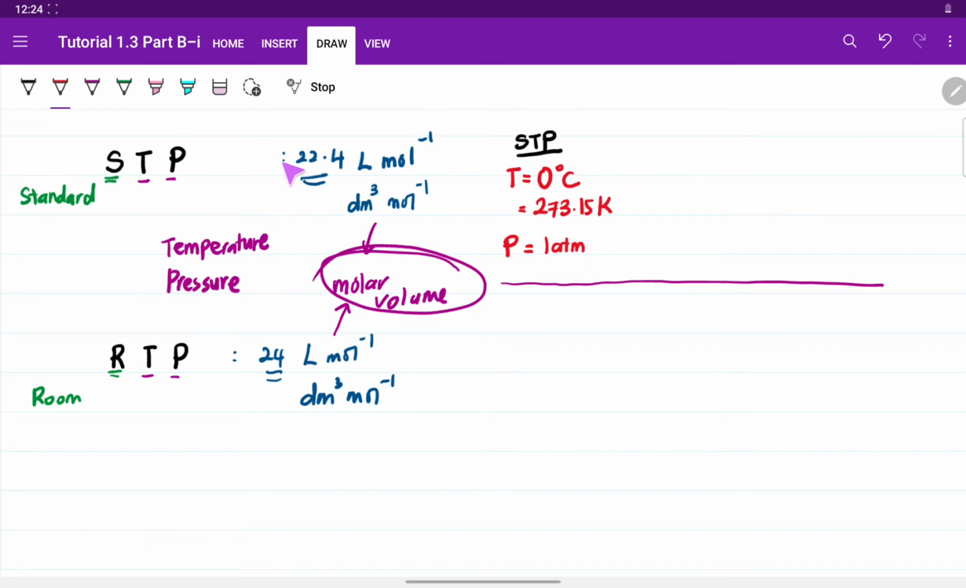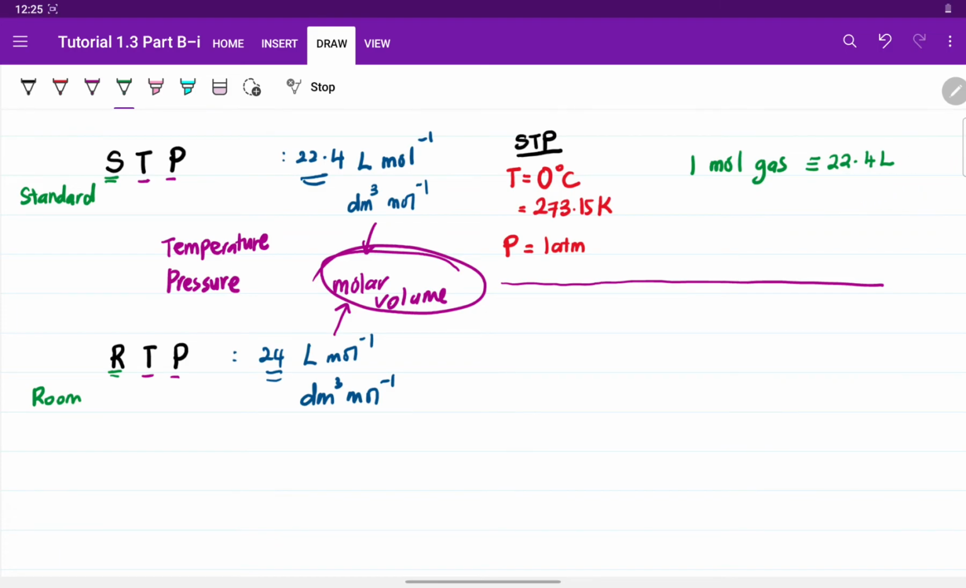Jadi macam mana kita nak relatekan dengan 22.4 ni? Macam mana awak nak gunakan value 22.4 dekat sini? So this value, apa yang kita akan buat adalah, pada 0 degree Celsius dan juga 1 atm pressure, if you have 1 mole of gas, this 1 mole of gas akan ada 22.4 liter volume. Maksudnya 1 mole gas akan ada volume sebanyak 22.4 liter.